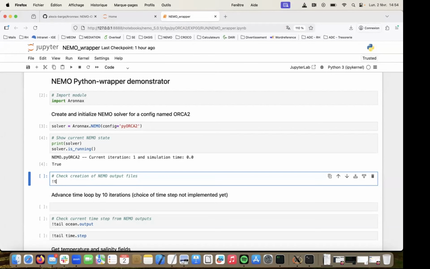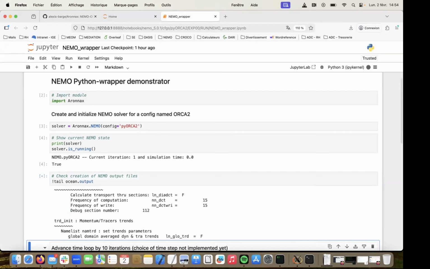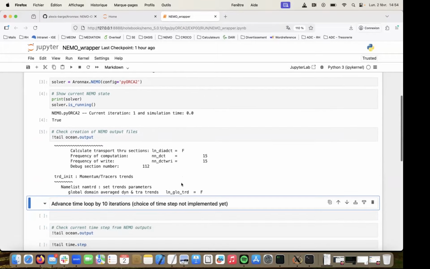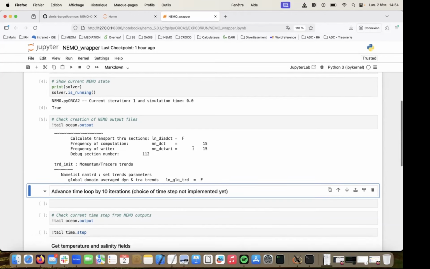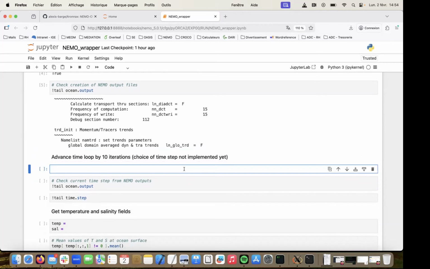And if I check the content of the NEMO log, we have the initialization messages, and now NEMO is in an awaiting state, waiting for instructions coming from the Python layer. The last log of NEMO is the TRD init, which is the last initialization routine that has been performed. And now we can send NEMO some instructions.